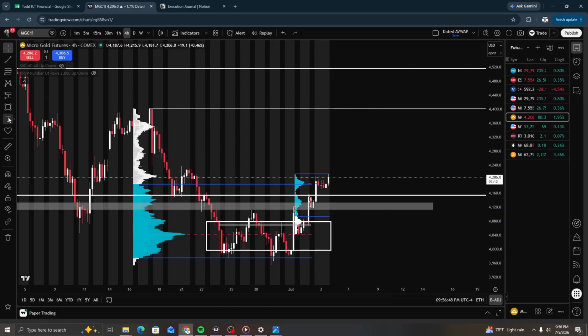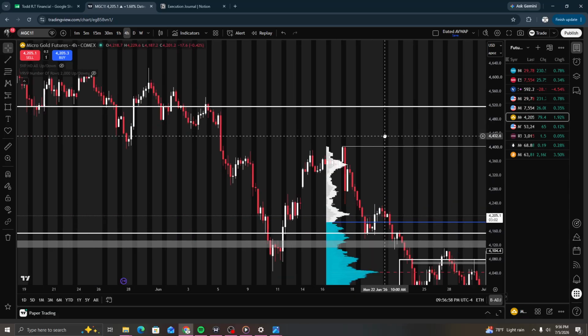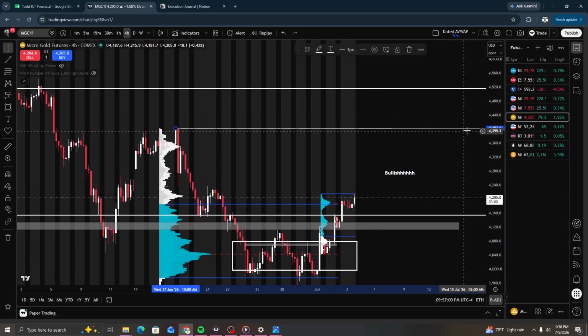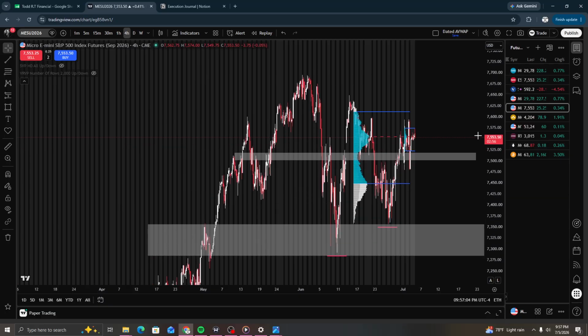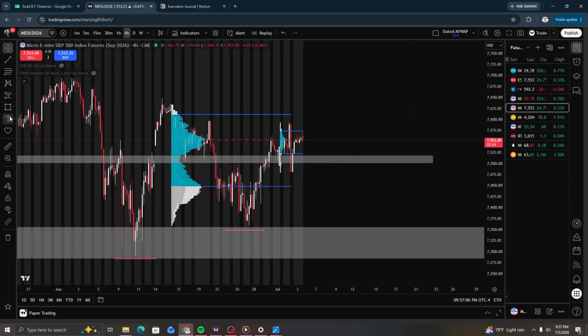Gold, bullish as you can get. So bullish. Bullish. So bullish on gold up to this level. From there, no idea. MNQ. Same thing. Semi-bearish. And that's just because of ES.